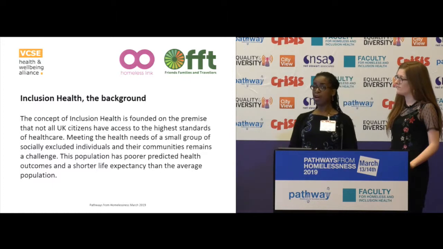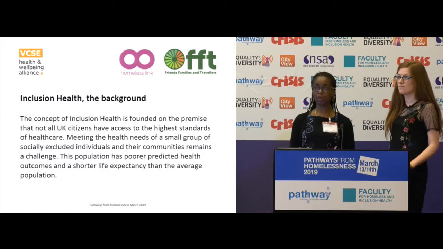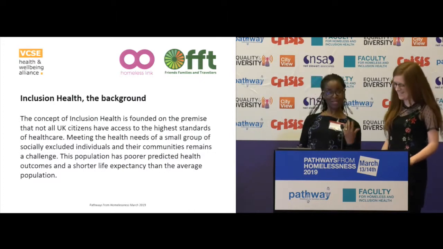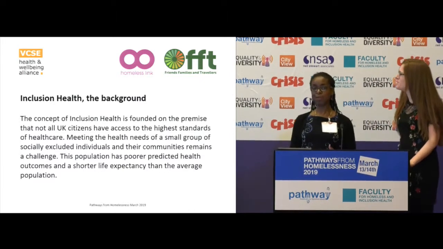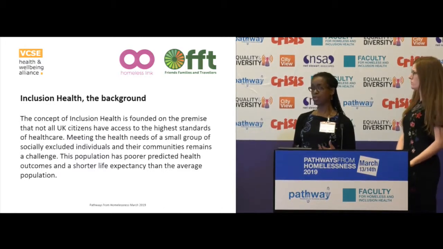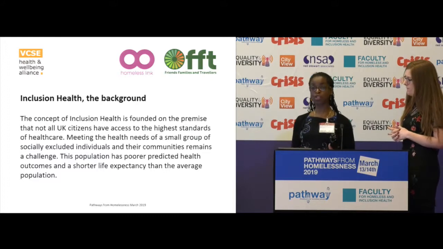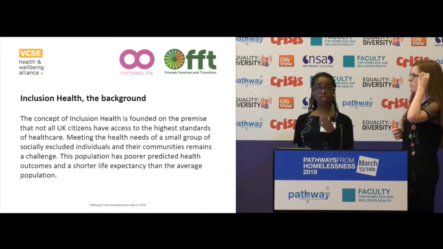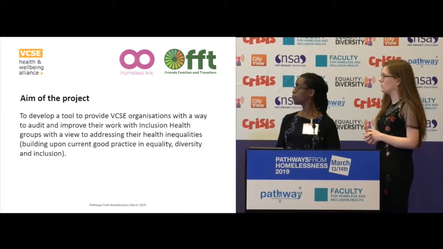So the background of Inclusion Health is, obviously you know about Inclusion Health groups, which are homeless people, sex workers, vulnerable migrants, and gypsy travellers, of course, as Sarah represents. This group clearly has quite high levels of health inequalities, and the goal is to meet their needs through the work we're doing, understanding that the population we're working with has much poorer health outcomes than the general population, so it's how we can address that through our work.